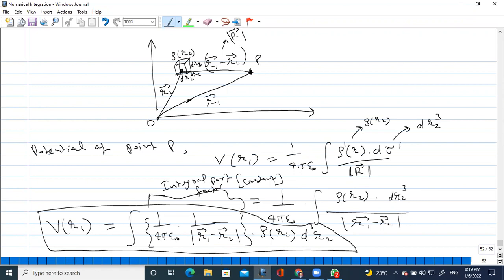So R1 is fixed and R2 is integrated over all space. For R2, we have to integrate over infinity. Now, when I am using R1 minus R2, I am just taking the part where the total charge is concentrated, that part will come. Okay.